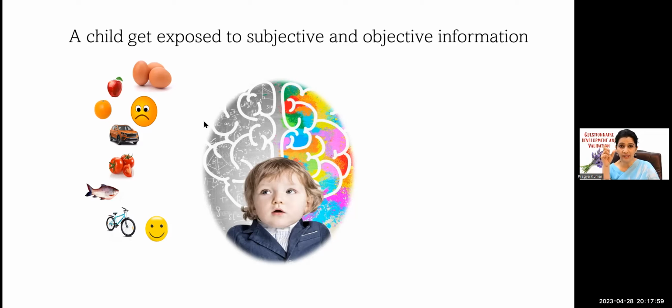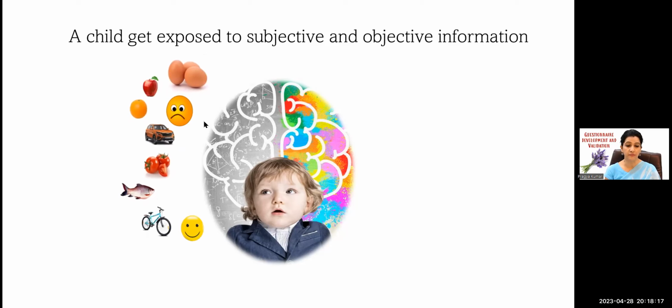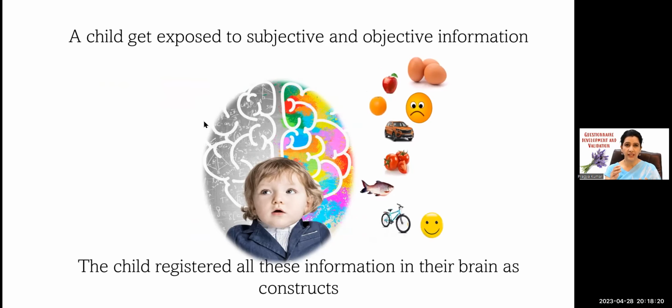So all this information, how have they come to know? They are learning from us. They are learning through the society. A child gets exposed to a lot of subjective and objective information. How does that child's brain, or psychology, process that information? So we tell them, and now the child registers all this information in the brain, which is known as a construct.